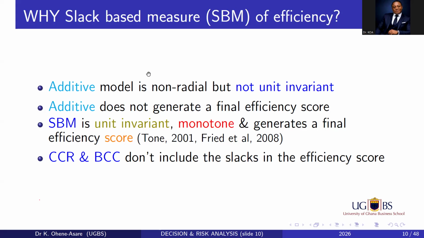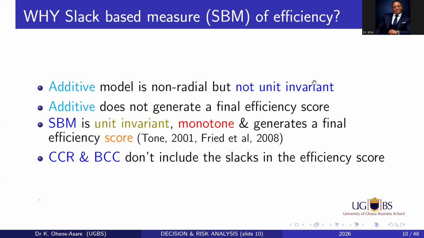There is an additive model we mentioned. We should have gone for that. It's one of the non-radial models, but we're not going for that. Why are we going to discuss a slack-based measure of efficiency by Tone? It's because the existing additive one is non-radial, all right, but it's not unit invariant. That's one. The additive model is not unit invariant.